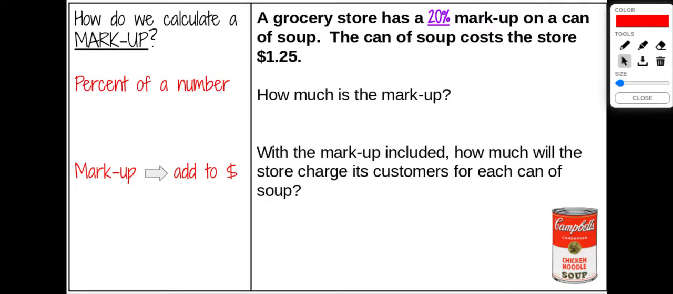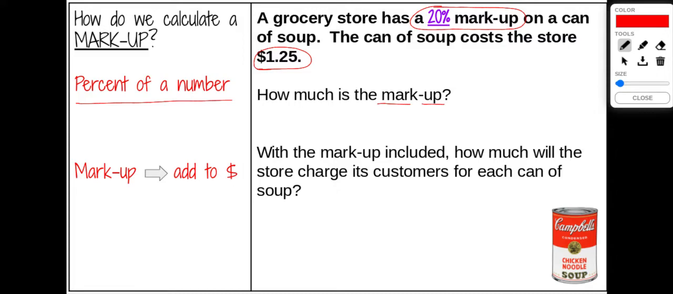Let's say that we have a grocery store that has a 20% markup on a can of soup. The can of soup costs the store $1.25. That's how much it's going to cost the store to purchase the soup to sell it to its customers. Let's calculate the markup. Remember, it says that there's a 20% markup. Well, we need to figure out what is 20% of the cost of the can of soup. So we are going to be doing percent of a number.